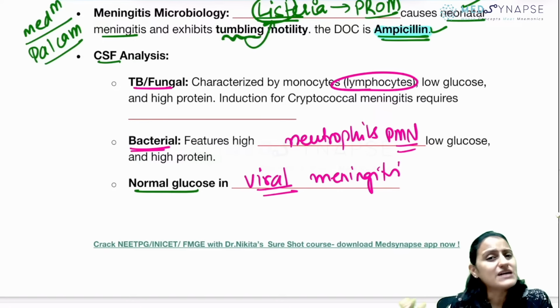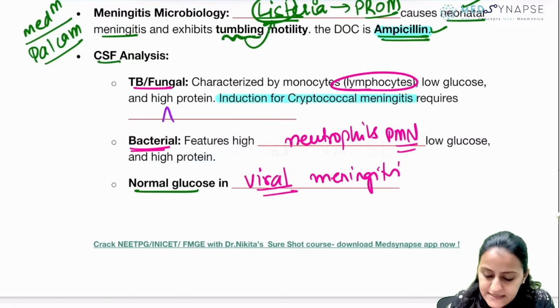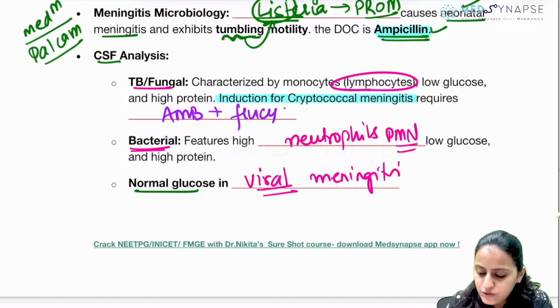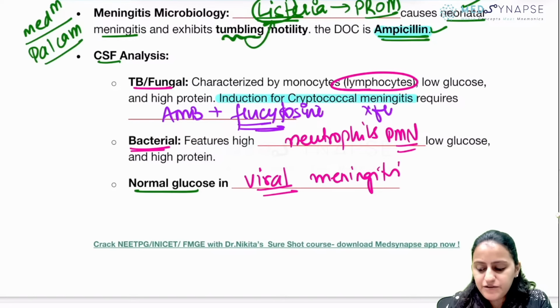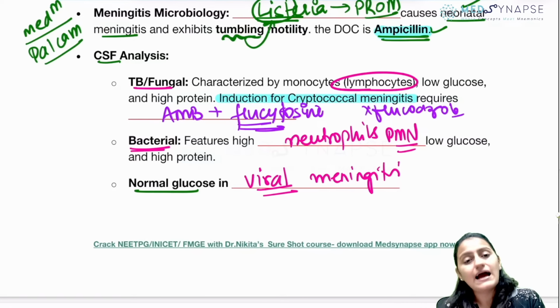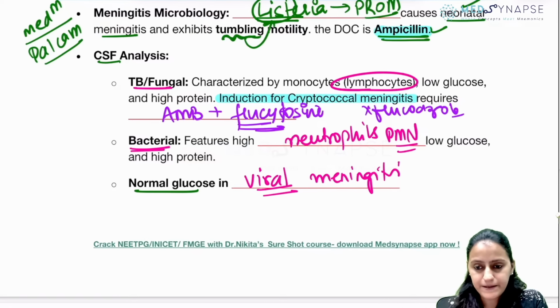And remember, induction for cryptococcal meningitis requires what drugs? It is amphotericin B plus flucytosine. Remember, it is flucytosine, not fluconazole. Important. It is not fluconazole. Fluconazole is for the maintenance phase. Induction is amphotericin B and flucytosine. Okay.